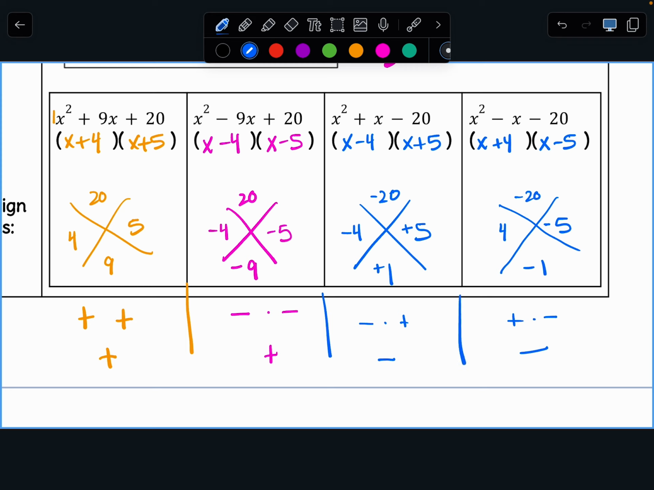So we are looking for numbers that multiply to be a times c and add to be b. In this case, a is always 1. I've given you a whole set of problems so we can practice with just a as 1. It's going to be a little bit different when a is bigger than 1.